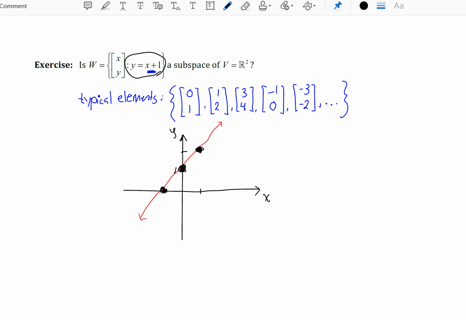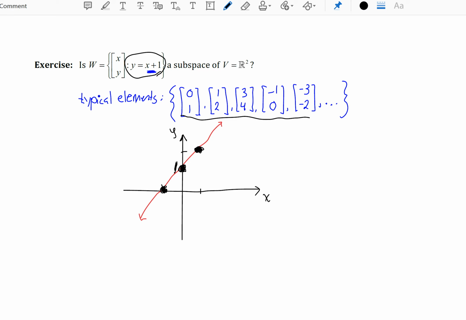There, now that works. So it's a graph of a straight line with a y-intercept of 1 and a slope of 1. And we're asking, is this set W? Are these elements? Does this graph describe a subspace?